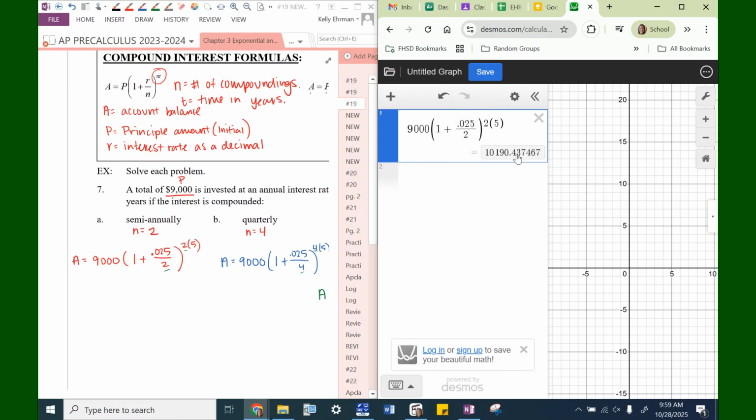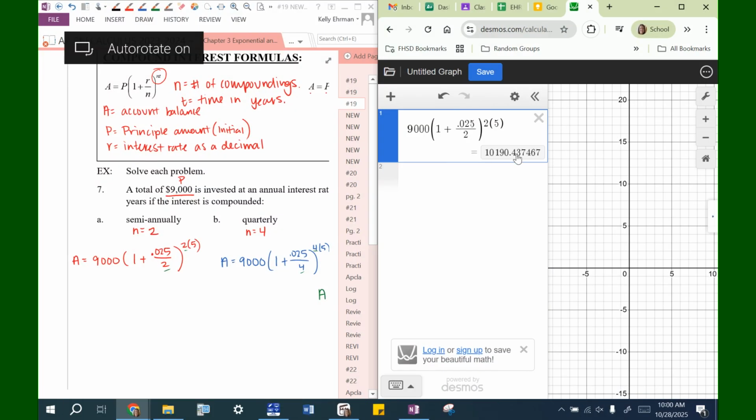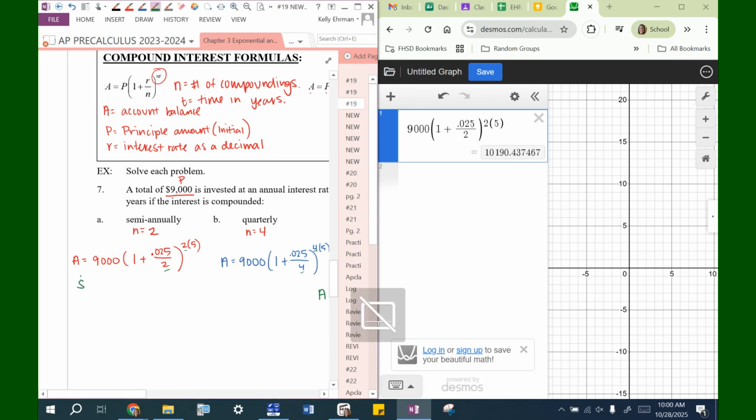So let's write this number down. Now we're talking about money, so even though we normally round to 3 decimal places, let's put a dollar sign on this and say the account balance is $10,190, round to the nearest cent, .44.